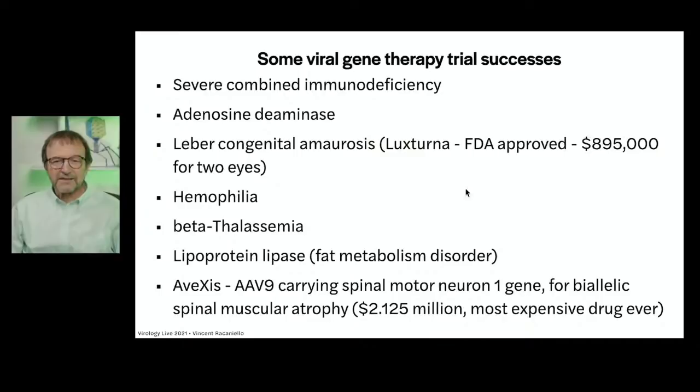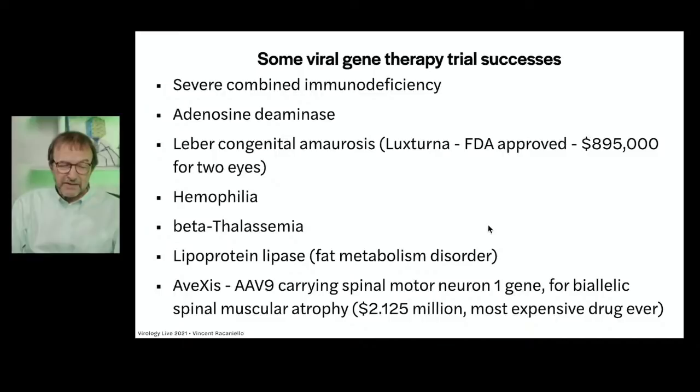And here's the most expensive drug ever. AveXis is an AAV9 carrying the survival motor neuron 1 gene. And the disease is biallelic spinal muscular atrophy. A treatment will cost you $2.125 million, which is a lot of money. But again, this is a serious disease. I don't want to talk about this anymore. I think it's just unfortunate that these have to be so expensive and that the companies essentially say, what is your life worth to you?